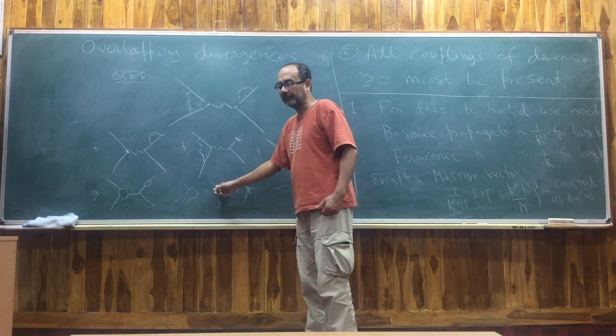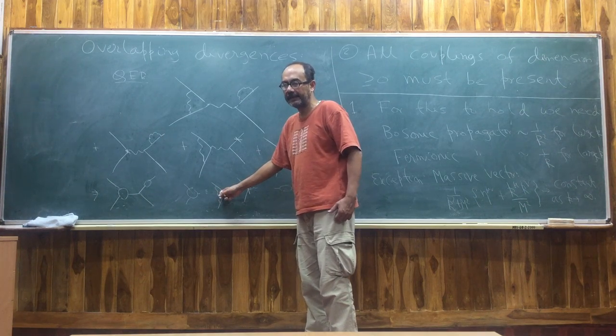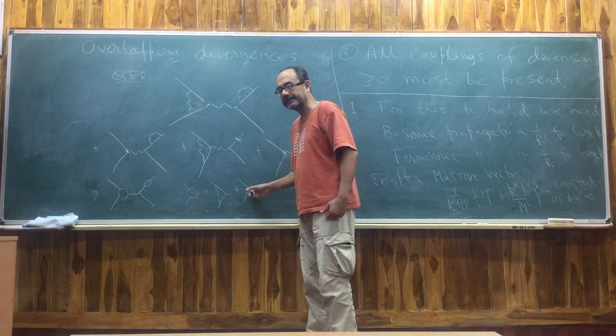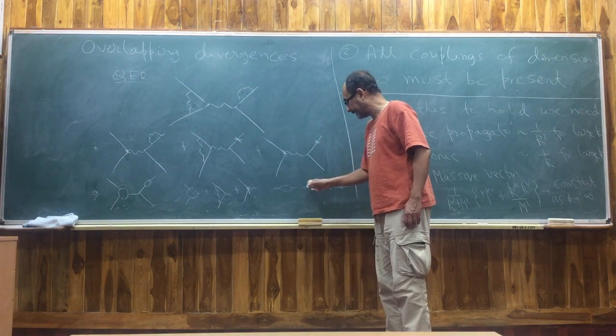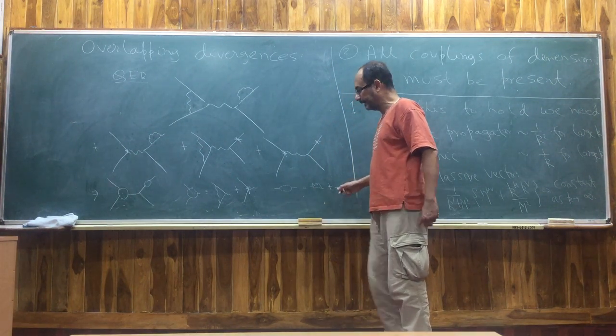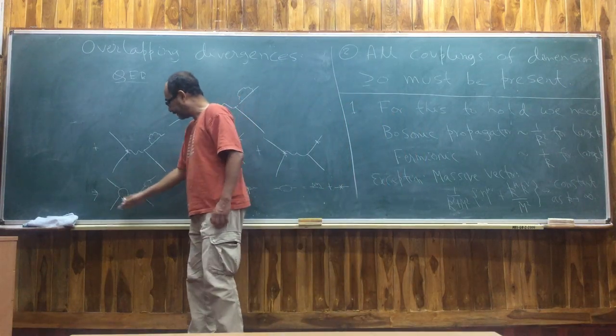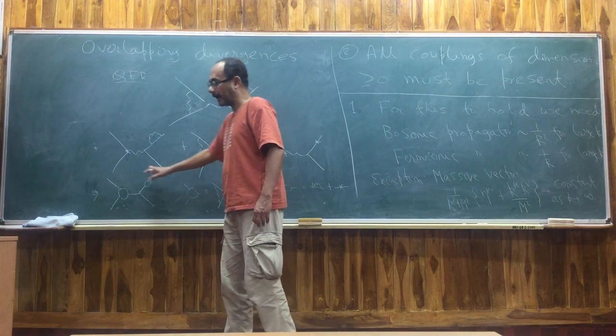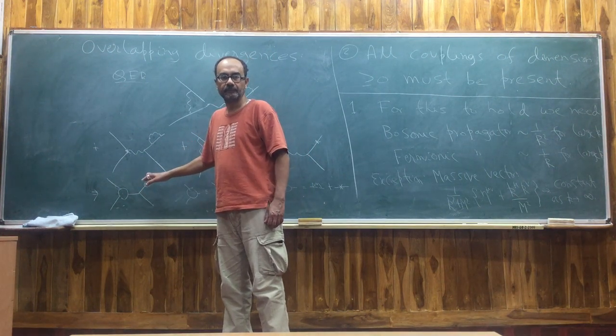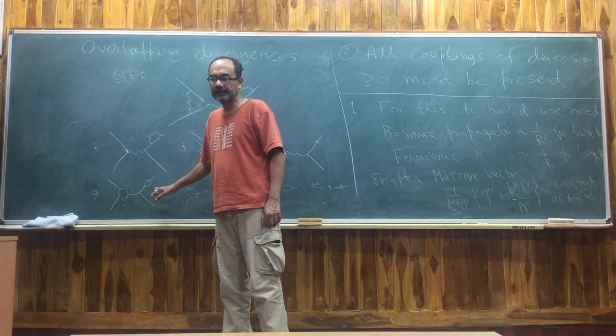So this can become large. When this is small, of course this part is finite, but when this is large, the divergence is cancelled by this. Similarly, when this is small, this is of course finite, and when this is large, the divergence is cancelled by this. So in this form, which is identical to the sum of these four diagrams, there is no divergence at all. Is this point clear?